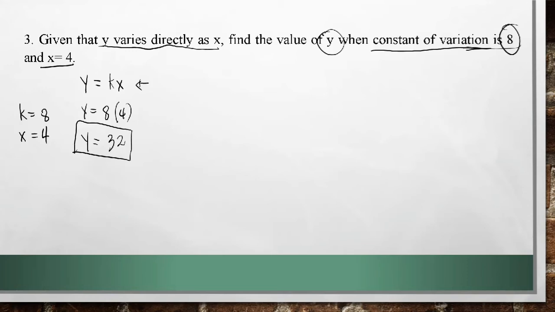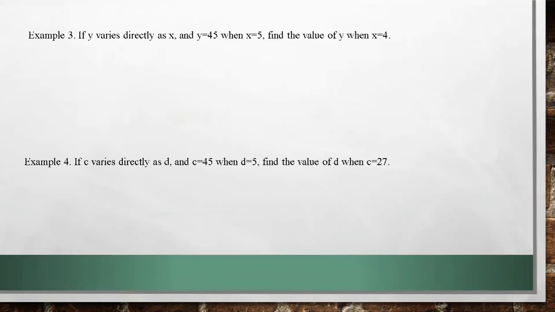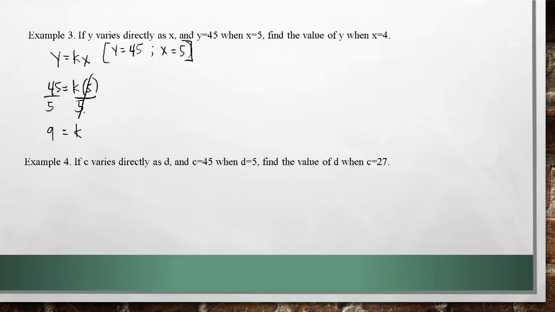Now let's have another two examples of direct variation. If y varies directly as x, and y is equal to 45, so let's write it here, y is equal to 45 and x is equal to 5. So we have given here, so we need to find the constant of variation first. So 45 is equal to k multiplied by 5, and divide both sides by 5 to eliminate the 5 together with the constant of variation. So eliminate, and then k is equal to 9. Then substitute it to the formula to have our equation of variation. So y is equal to 9 multiplied by x.